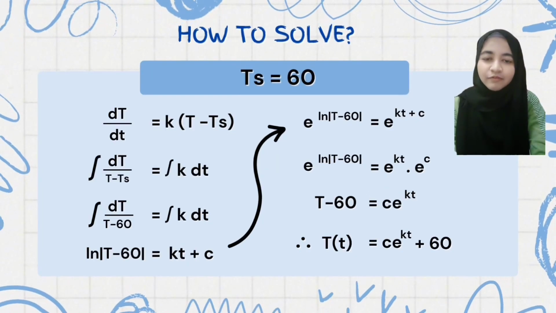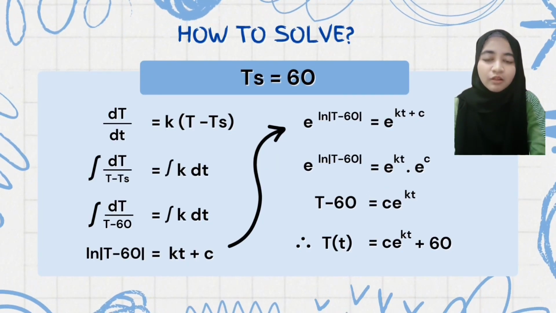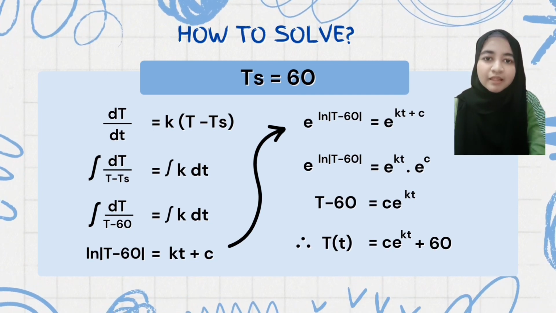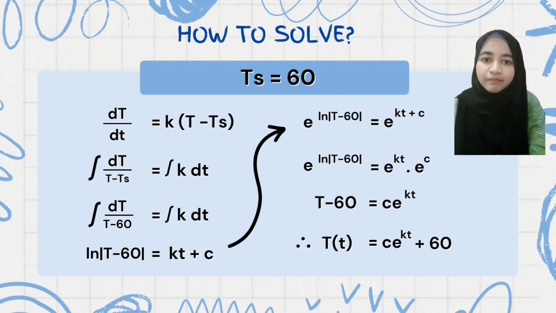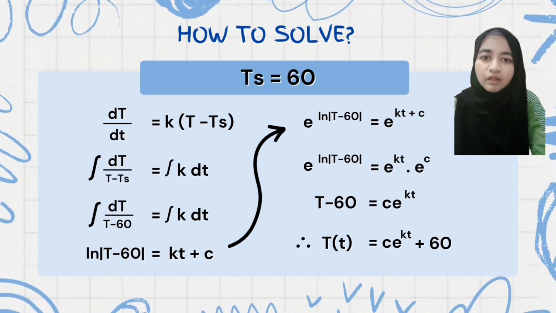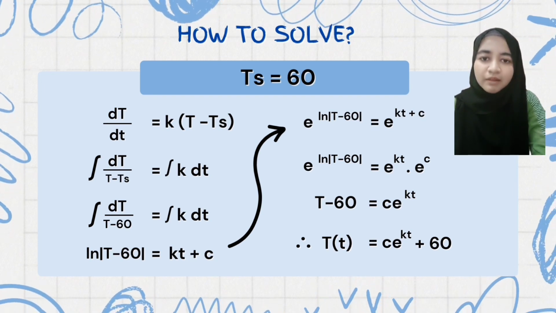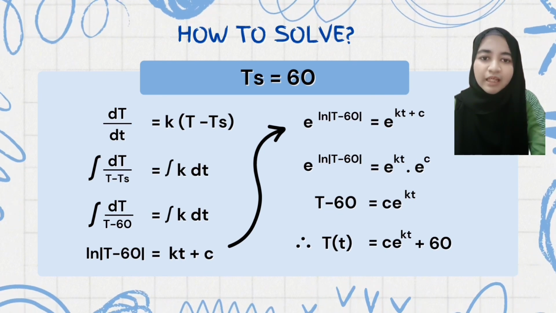How to solve? First, we will use the information Ts equal to 60, and we will use the Newton law formula to calculate this problem. Then we will make the capital T the subject. Next, we will integrate both sides. Then we will get ln|T minus 60| equal to kt plus C. After that, we will put exponent on both sides to eliminate ln. At the end, we will get T(t) equal to Ce to the power of kt plus 60.